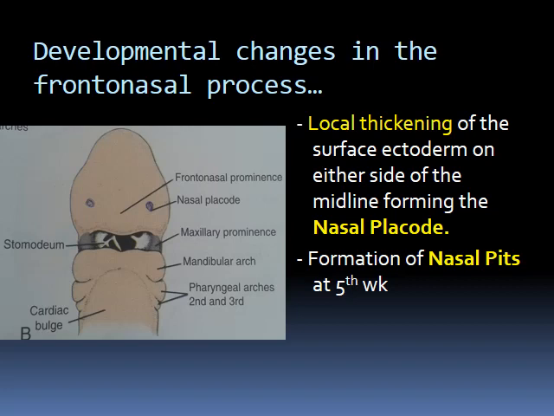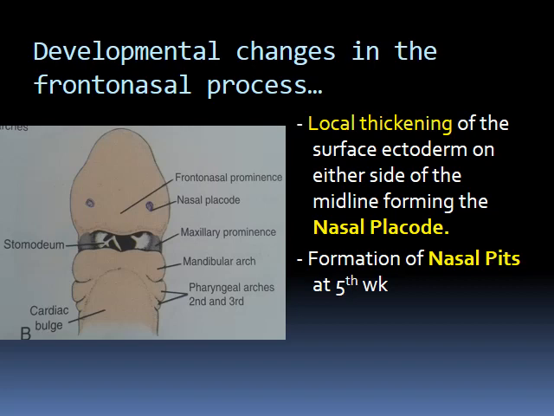After this nasal placode is formed, what happens? They will bury into the substance of the frontonasal process, thereby leading to the formation of a pit on either side of the midline, and these pits are called the nasal pits. So first there will be formation of the nasal placode, and this nasal placode will bury into the underlying mesenchyme to form the nasal pit, and this happens at about the 5th week of development.